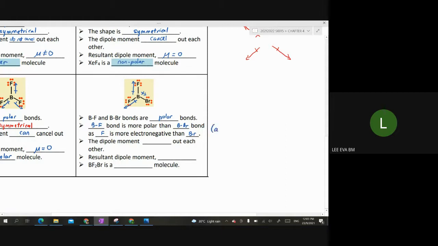Dekat sini boleh tulis jugalah dia adalah asymmetrical sebab salah satu bond dia berbeza. Okay, so in this case, because it's not all the same, therefore the dipole moments do not cancel out each other. So maksudnya dia punya resultant akan hadap ke salah satu direction. So this resultant dipole moment is not equals to 0 and therefore it is a polar molecule. So when mu is not equals to 0, it is a polar molecule.